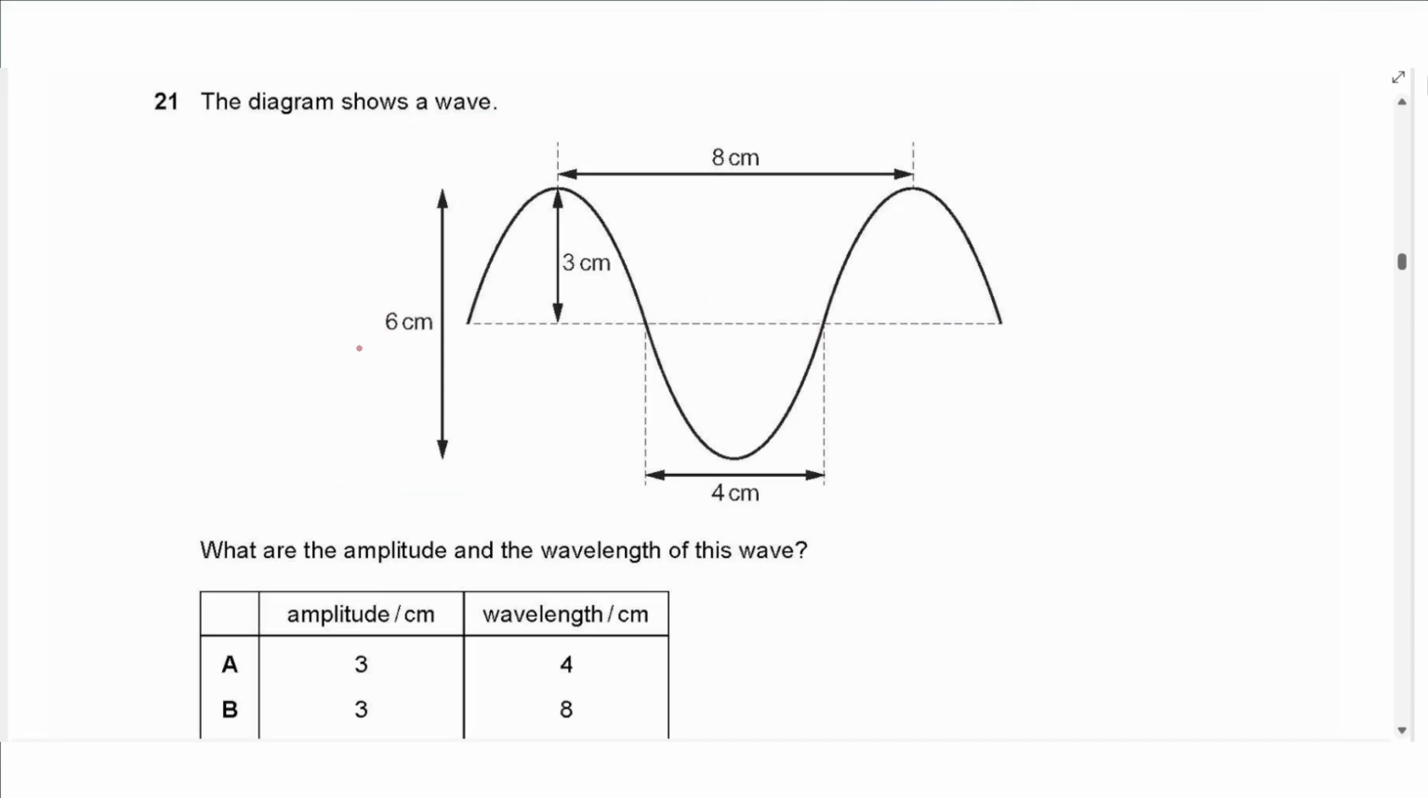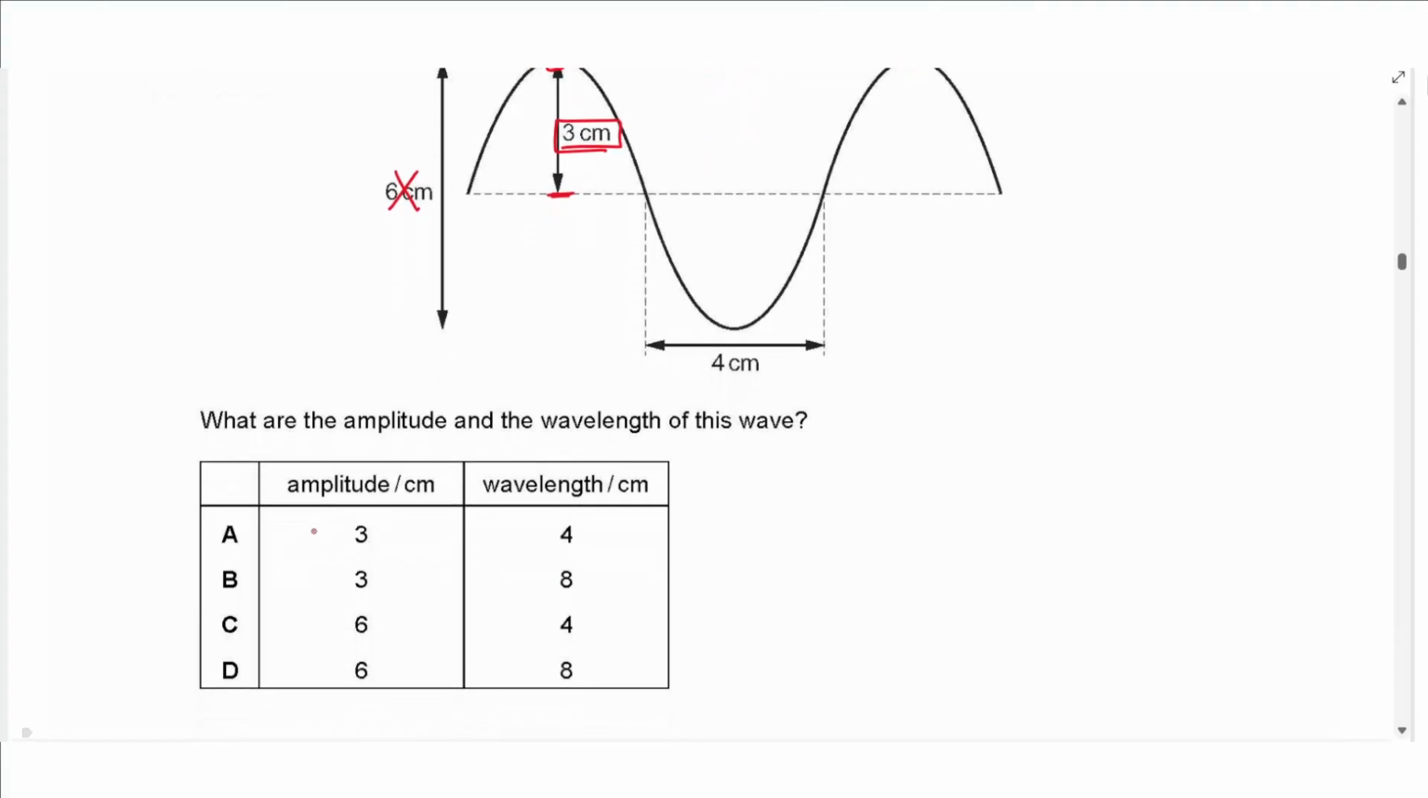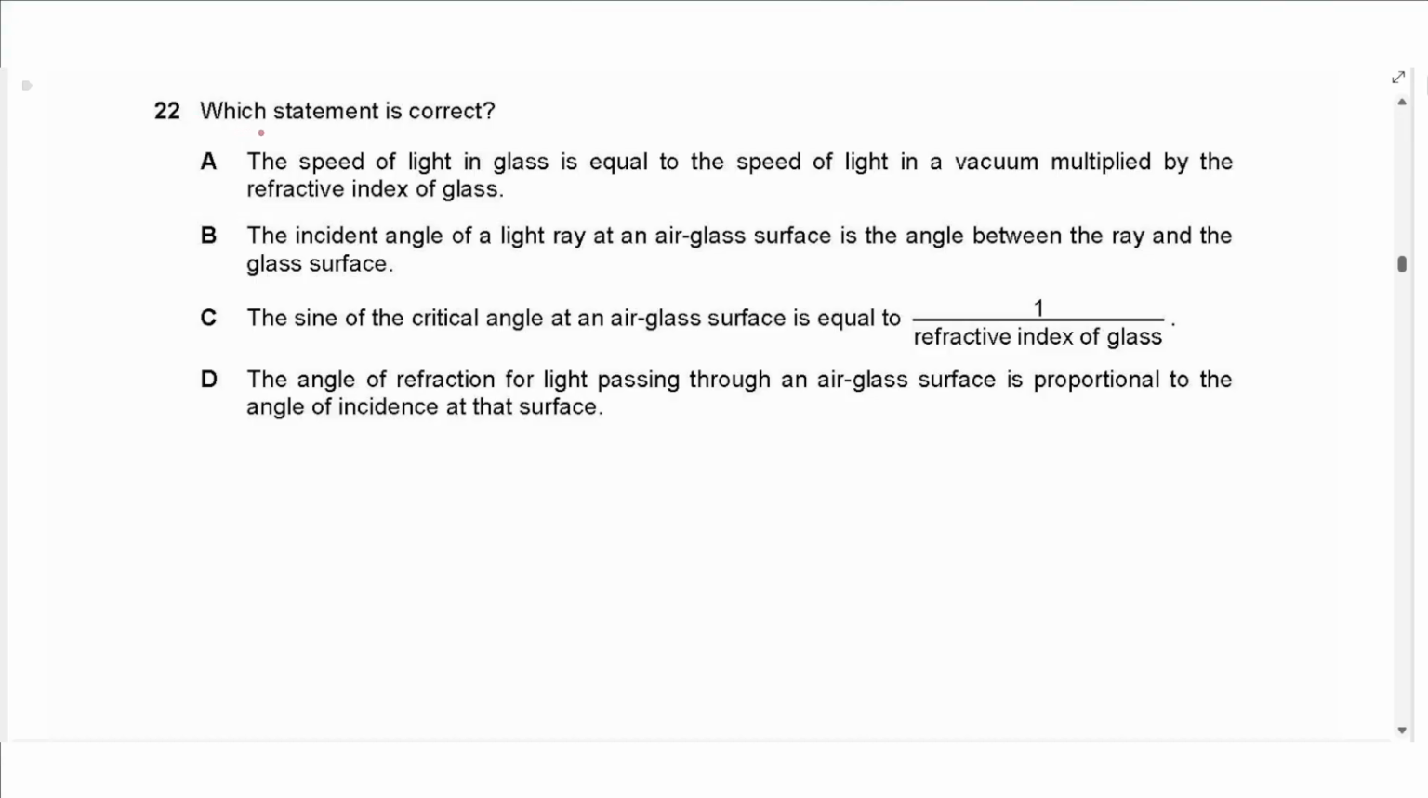Question 21 says the diagram shows a wave. What are the amplitude and the wavelength of the wave? So this is not the amplitude, this is double the amplitude. The amplitude is 3 centimeters from the equilibrium position or the undisturbed position to a crest or to a trough. And the wavelength is between two corresponding points, two identical points like a crest and a crest. So the wavelength is 8 centimeters. So we have amplitude 3 and wavelength 8. The answer is B.